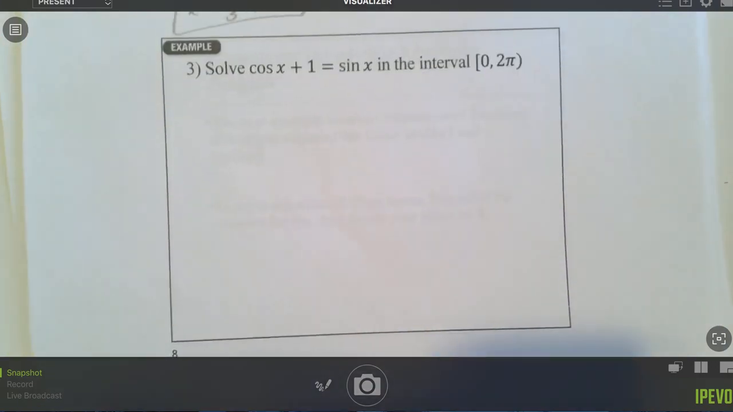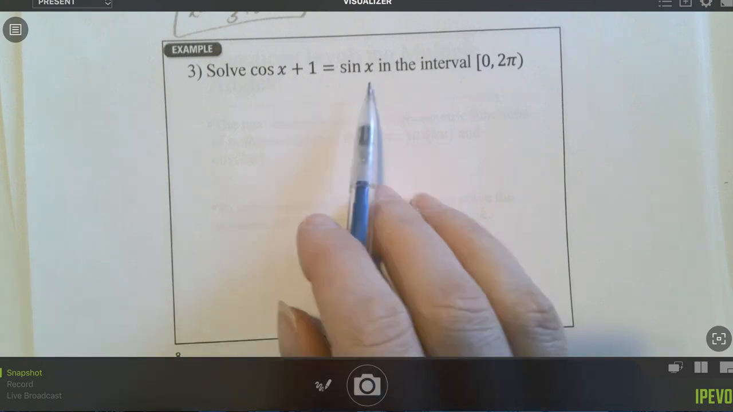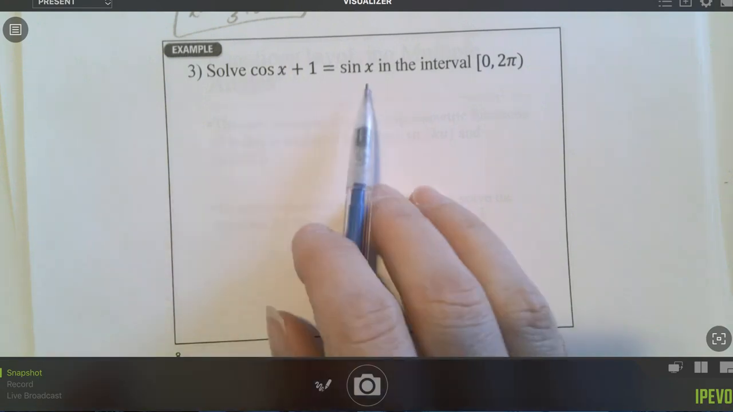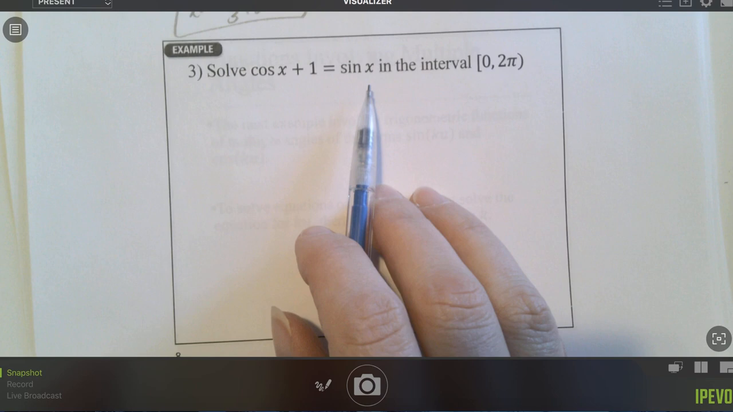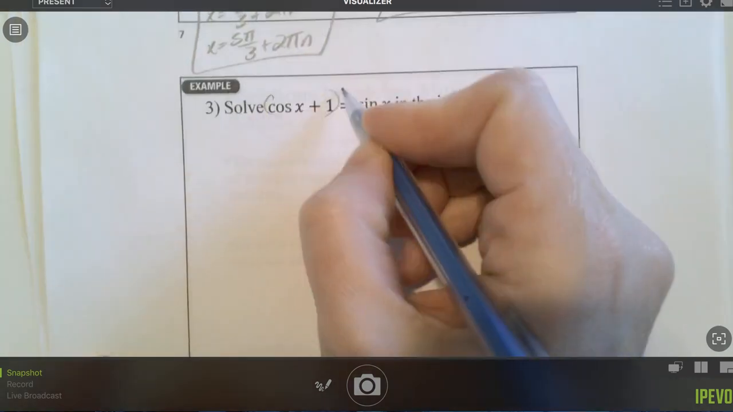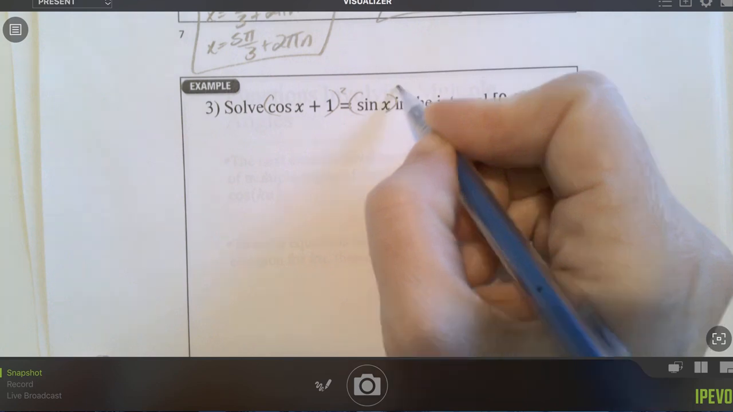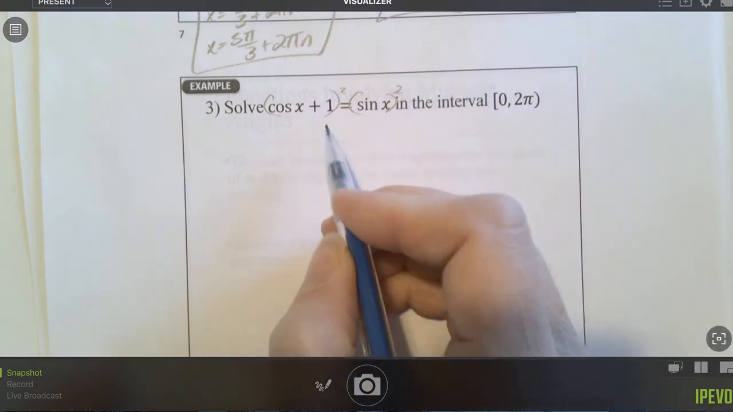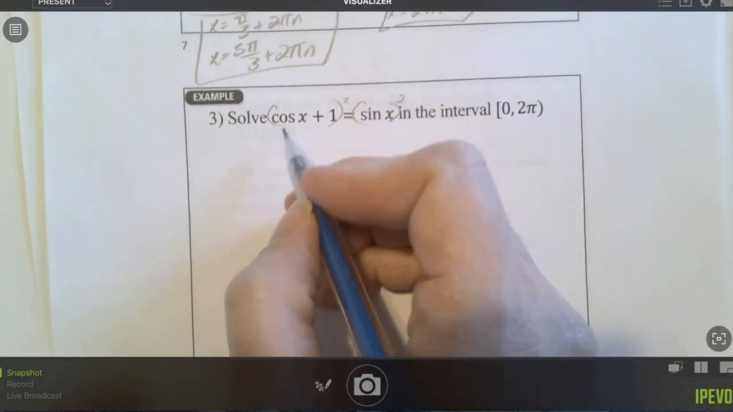All right, so let's have a look at number 3. We have 2 different functions here, but neither one of them is squared, so I can't make a Pythagorean substitution. So what I'm going to do here is actually square both sides. When you square both sides of an equation, you actually create new solutions that may become extraneous. So we're going to have to check our solutions at the end.